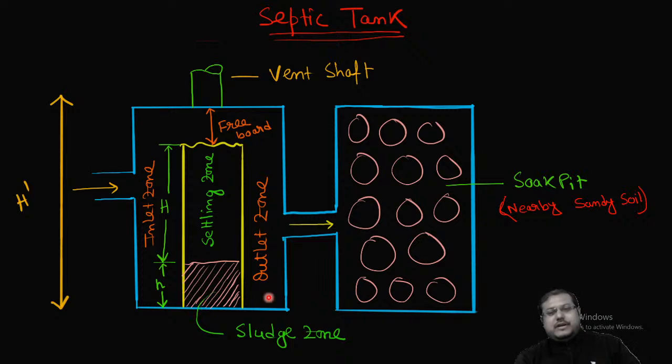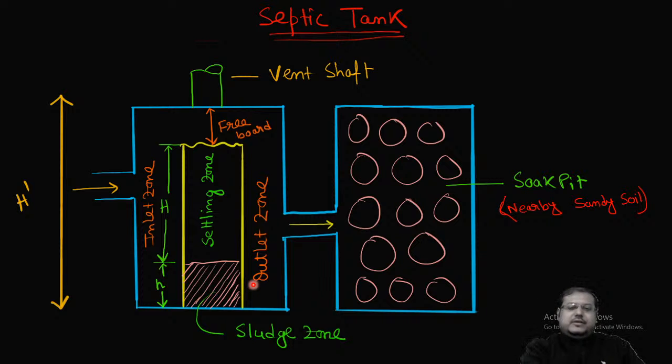Because in the gap of one year, whatever sludge is produced, we have to keep that sludge here. So it's actually the volume of sludges that will be accommodated between two desludging processes.